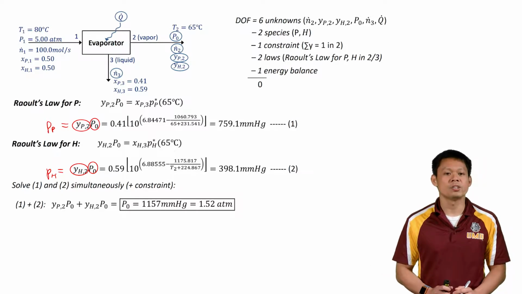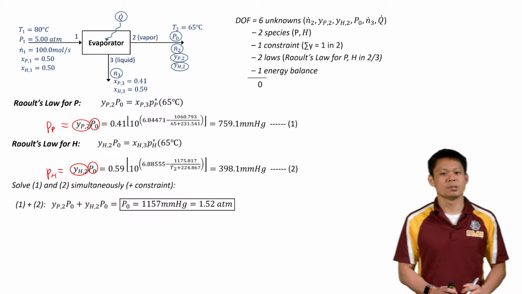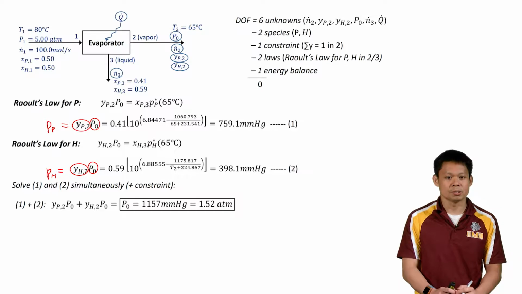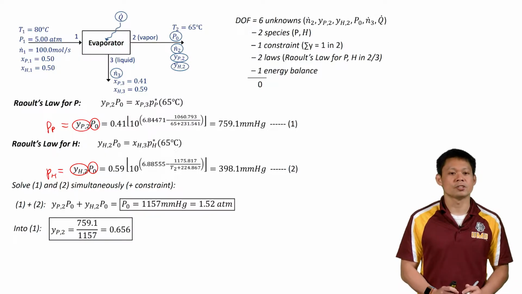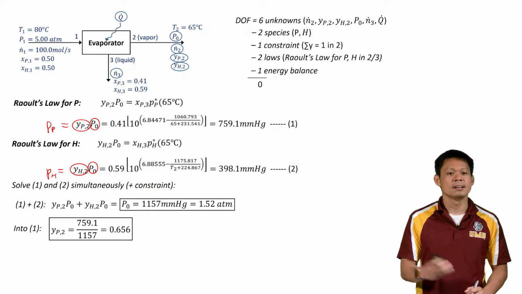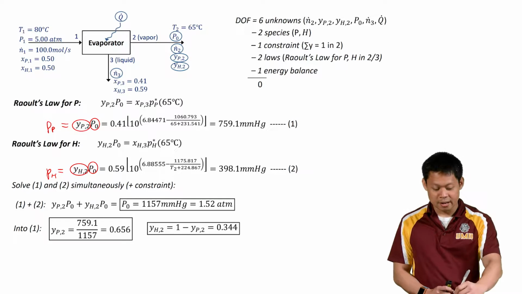So I'm going to sum up 1 and 2, and I end up with my P naught of 1157 millimeters of mercury, or 1.52 atmospheres. Once I have that, I can put it back into any of the equations to find my mole fraction. So here's my mole fraction of pentane, and then use my constraint to find my mole fraction of hexane. So we have finished our Raoult's laws, we have finished our constraint.